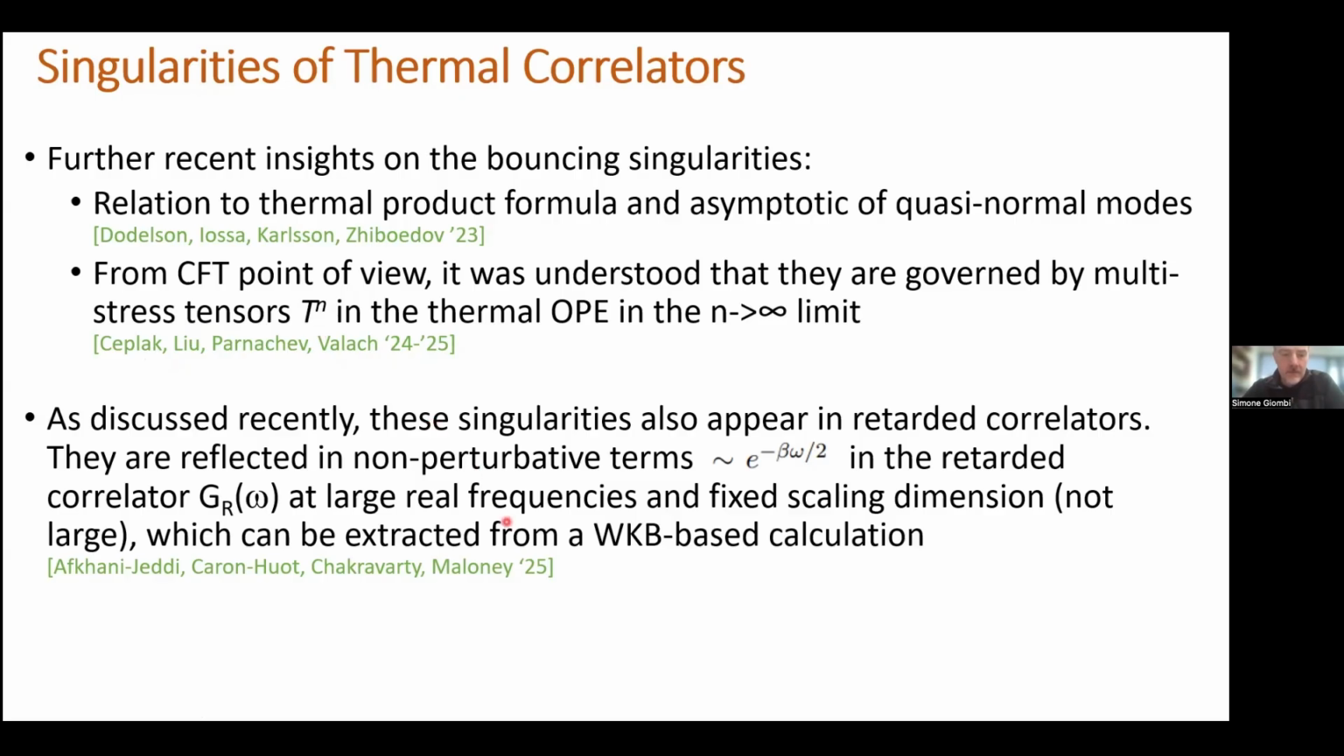Also, as discussed quite recently, while all of the previous work on this mainly focused on two-sided correlators, in this recent paper it was argued that the singularities also show up in more standard one-sided observables like retarded correlators. They are basically reflected in non-perturbative terms that appear in the large frequency expansion, in the regime of large real frequencies and fixed scaling dimensions, which can be analyzed using a WKB approach. In this case the WKB works because of the large frequency limit, and it's not necessary to take the scaling dimensions to be large.